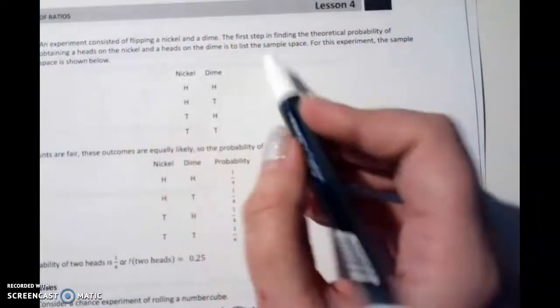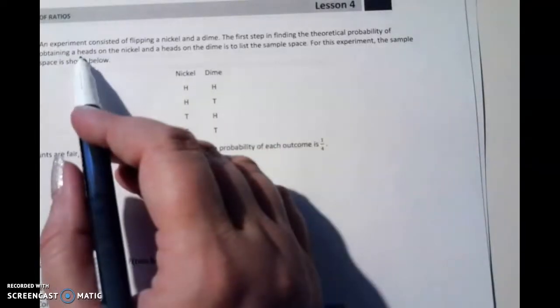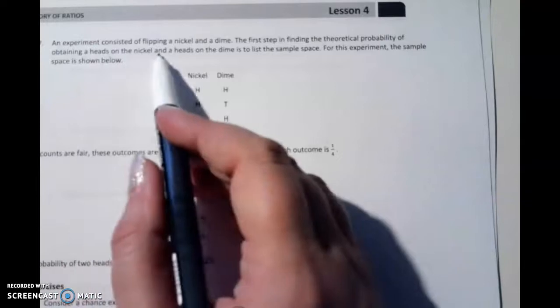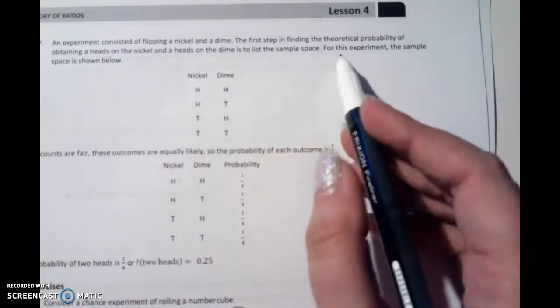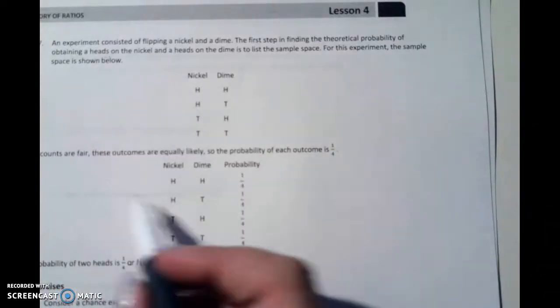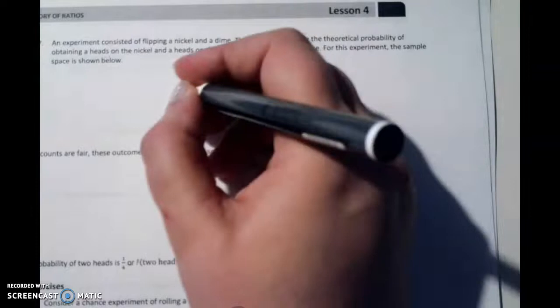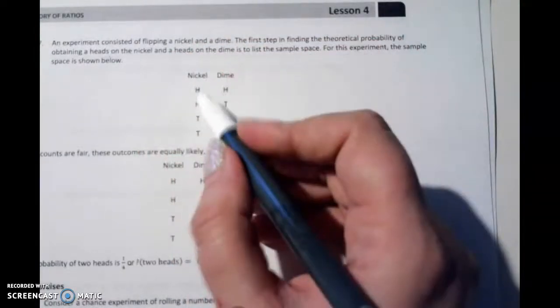Okay, here's an experiment. This is flipping a nickel and a dime. The first step in finding the theoretical probability of obtaining a heads on the nickel and a heads on the dime is to list the sample space. For this experiment, the sample space is shown below. So, here's the sample space. When you do the nickel, you could either get heads or tails.